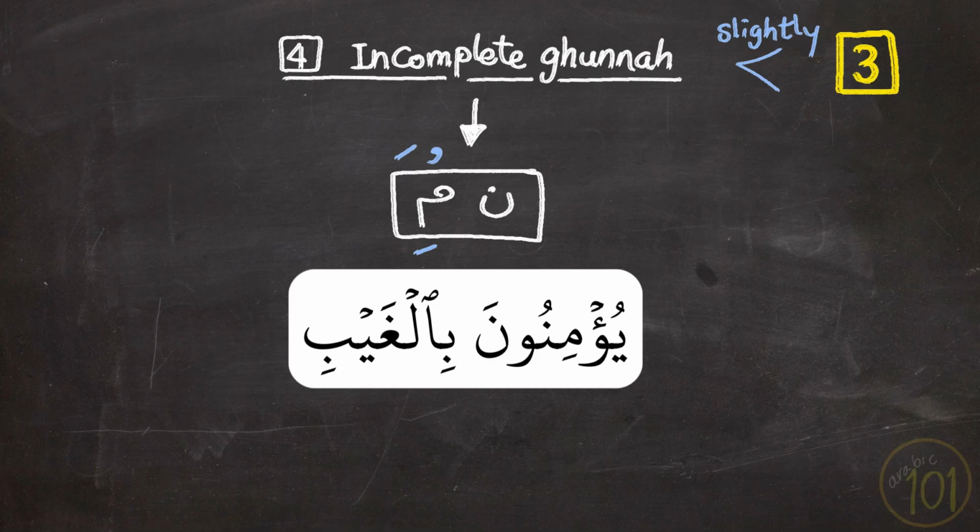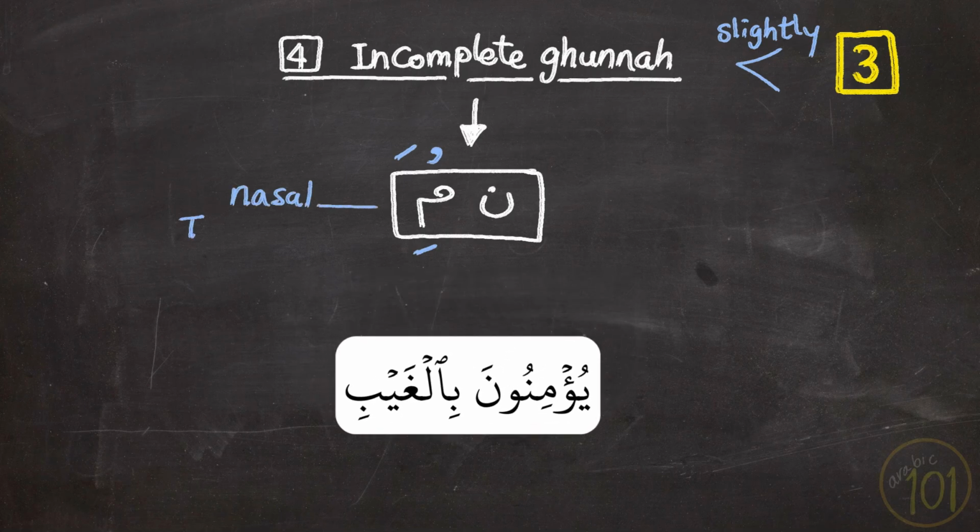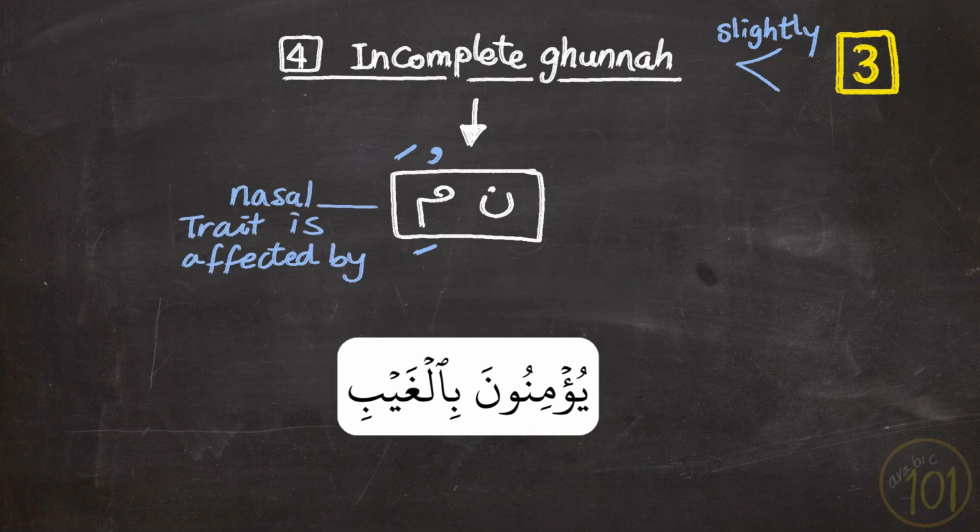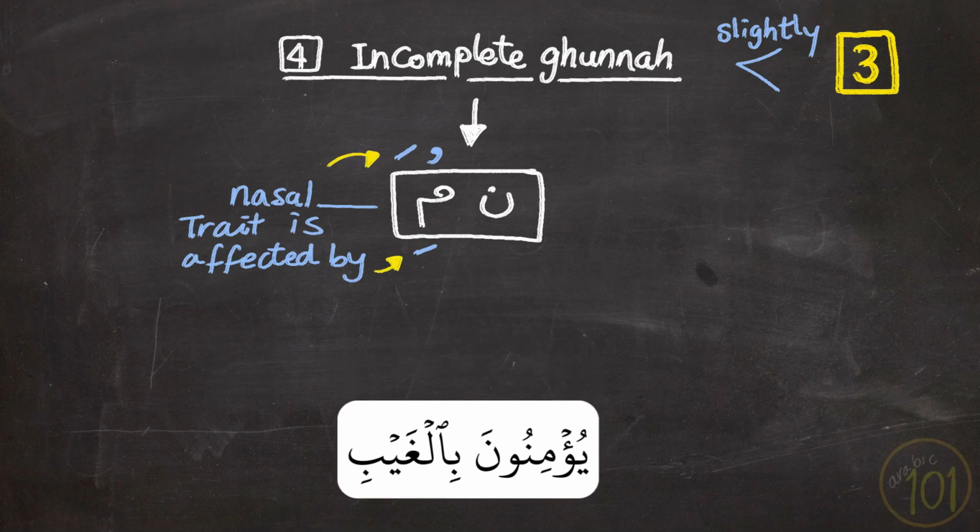يؤمنون بالغيب. So the nasal trait is affected by the vowel on these letters, so they produce an incomplete ghunnah.